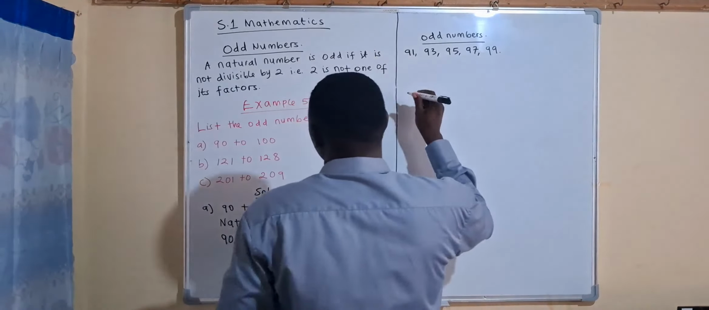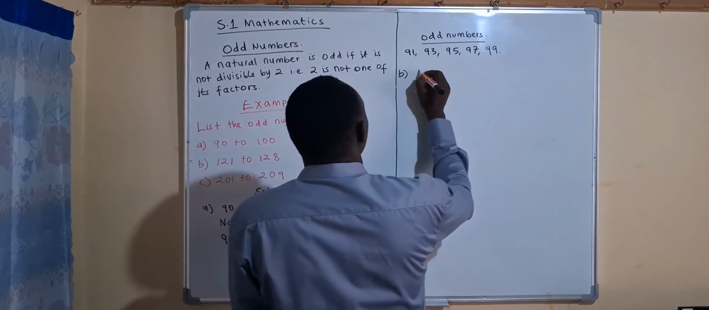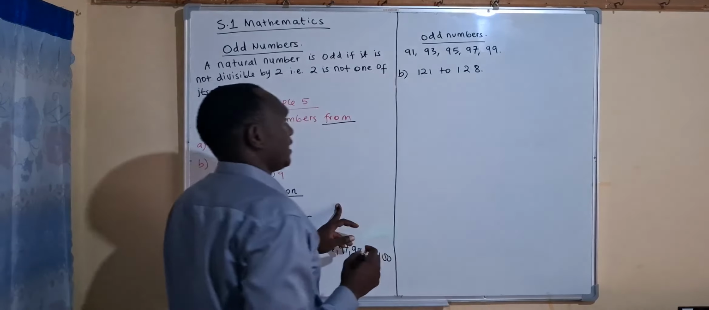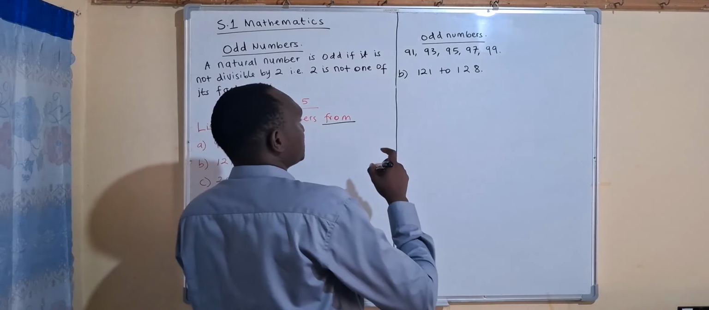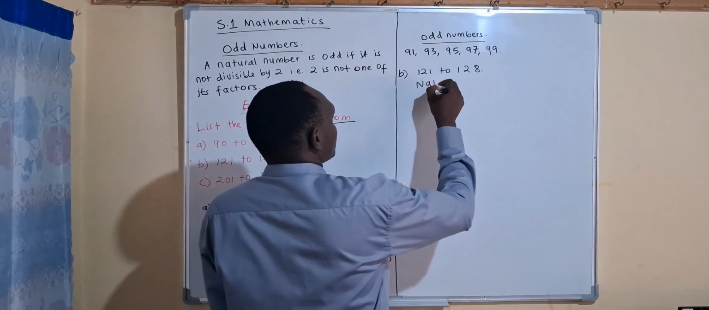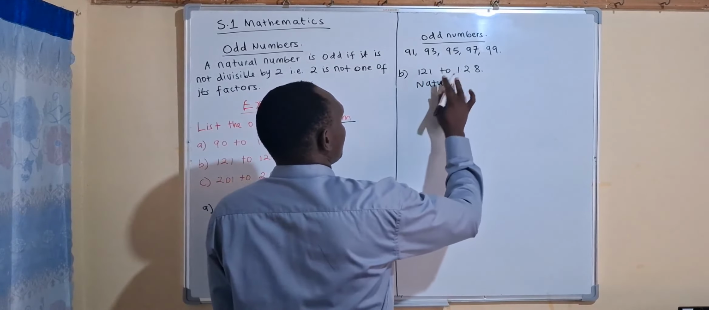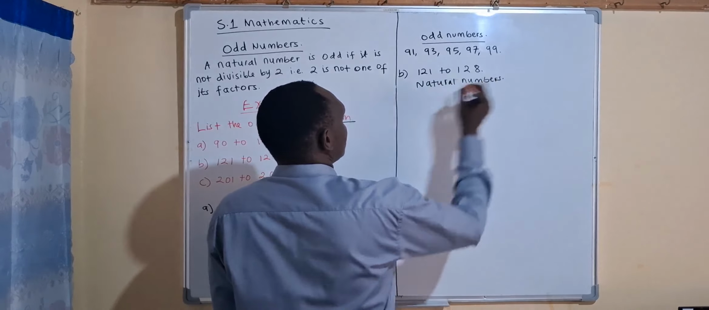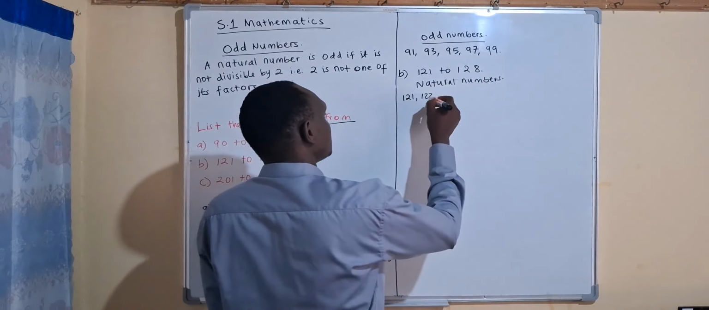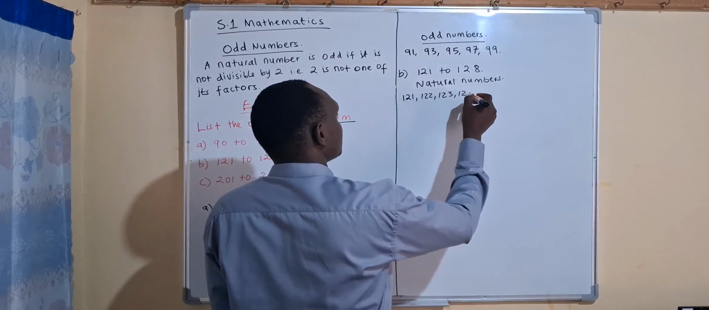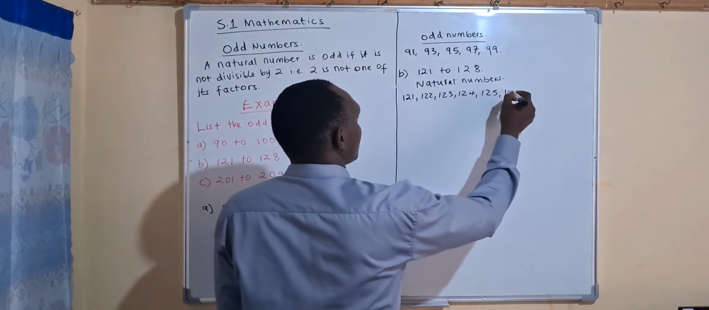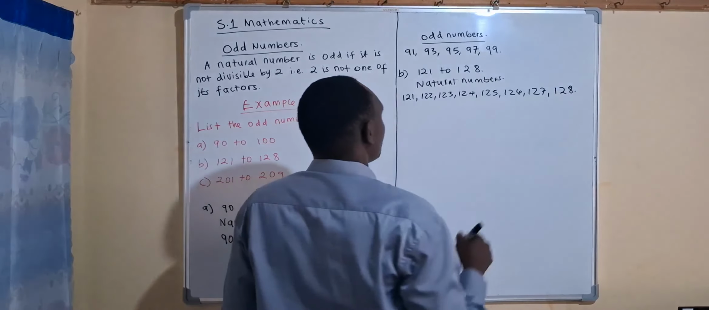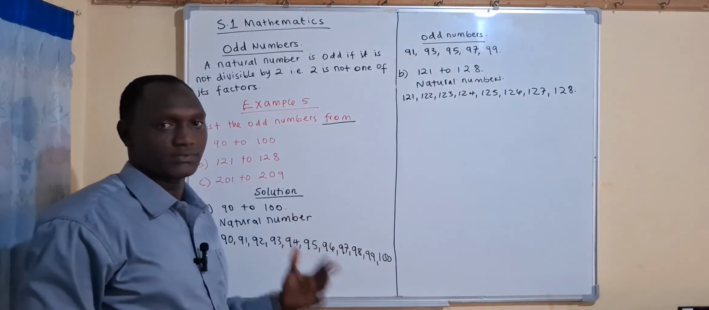So, going to example B, it is saying from 121 to 128. What is the first step here? The first step is for us to list the natural numbers from 121 to 128. That becomes 121, 122, 123, 124, 125, 126, 127, and then 128. Those are the natural numbers from 121 to 128.